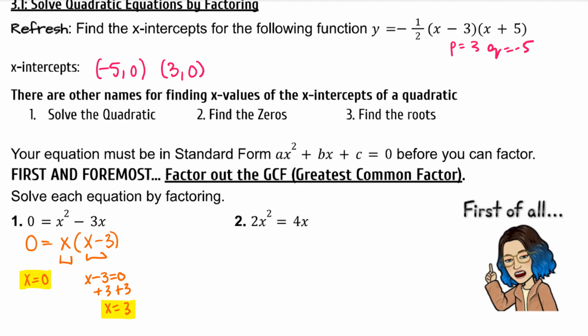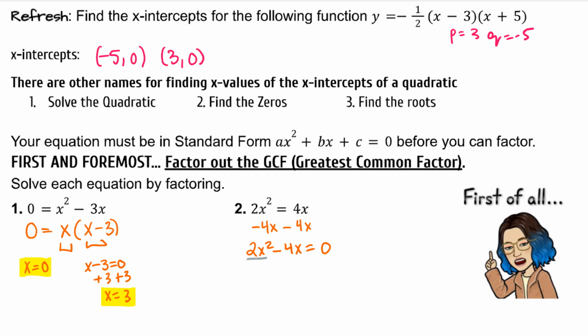For number 2, it's not in standard form, so we need to make it equal 0 first. If I can avoid having a negative on my x squared term, I like to do that. So I like to move everything to the x squared term side if the x squared term is already positive. The GCF of 2x squared and 4x is 2x. Divide each of these terms by 2x to get the new binomial inside. Now use zero product property to solve for x. And your answers are 0 and 2.